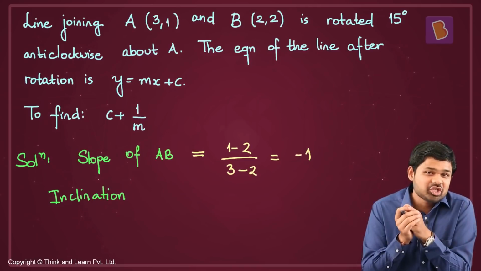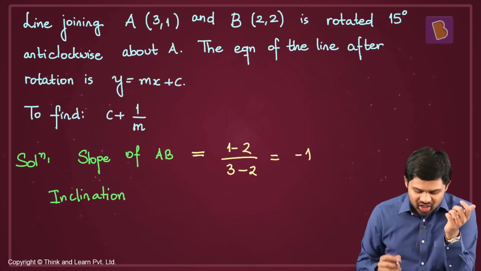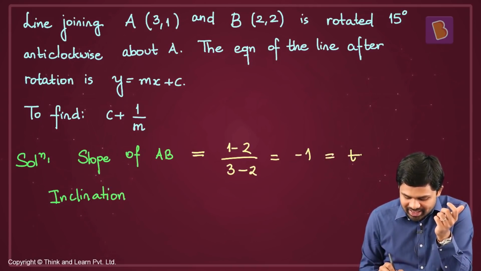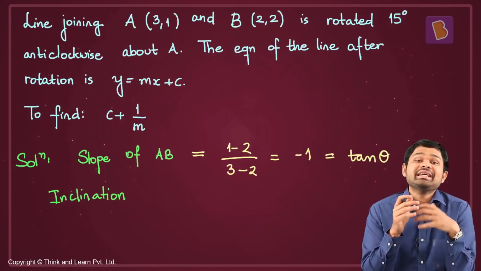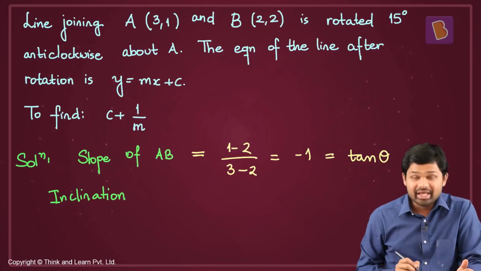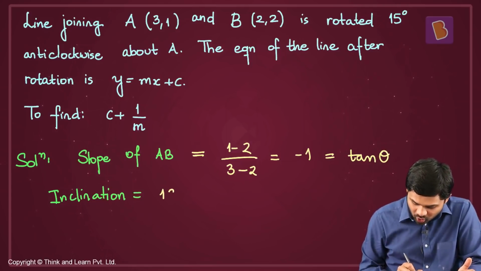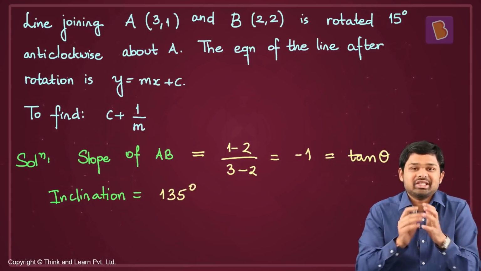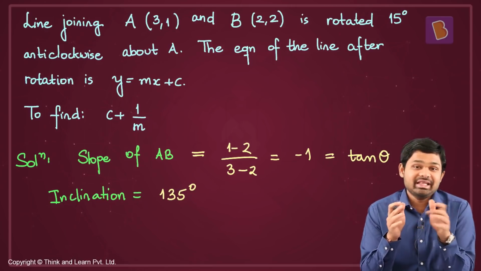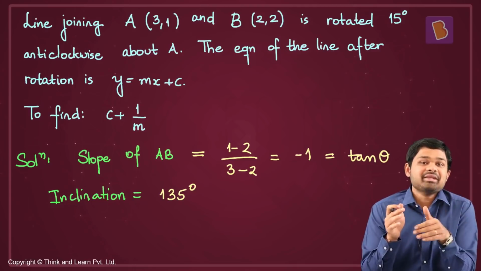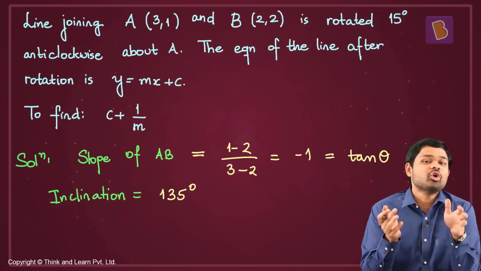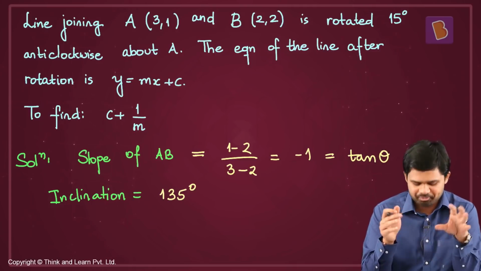What is the inclination of this line? You know that the slope is nothing but tan theta, and if tan theta is -1, this means that the inclination of the line is going to be equal to 135 degrees, right? Tan theta is -1 in the second quadrant, so this means that the angle that the line makes with the positive x-axis is going to be 135 degrees.